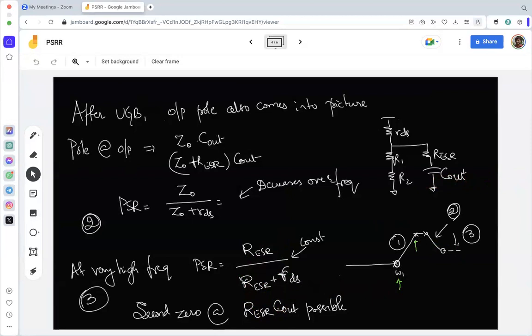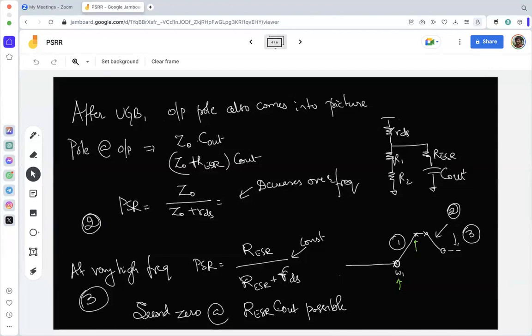Post UGB, the overall loop gain is less than 1. If it is less than 1, your ZO reg doesn't really hold good because the loop is not really working. The loop gain is less than 1. So meaning your overall output stage gets simplified.